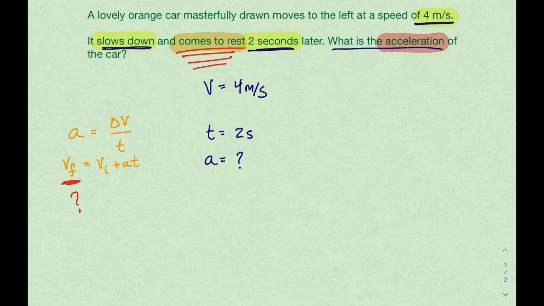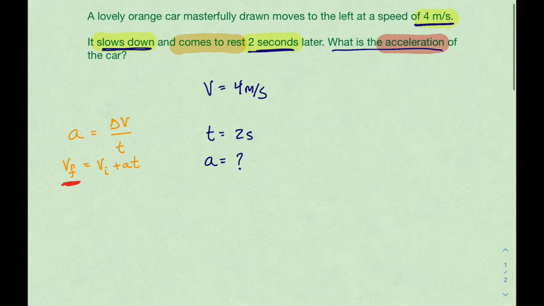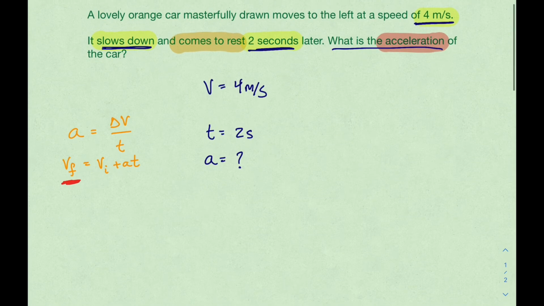So because it comes to rest, that means we know that final velocity. It stops. So the final velocity is equal to 0. Let me just write that in there. That means that 4 meters per second is the initial velocity. It starts at 4 meters per second and it ends up with 0 meters per second. It stops. There's our v final.